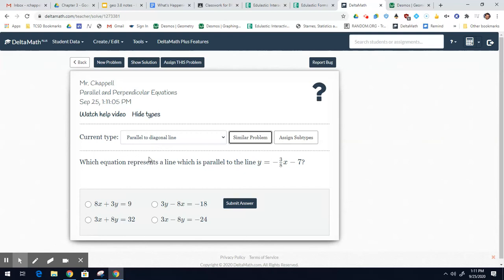Okay, so you might see a question like this. It says, which equation represents a line that is parallel to the line y equals negative 3/8 x minus 7? So parallel means same slope. In this equation, the slope is negative 3/8. So we need to determine which of these lines has a slope of negative 3/8.